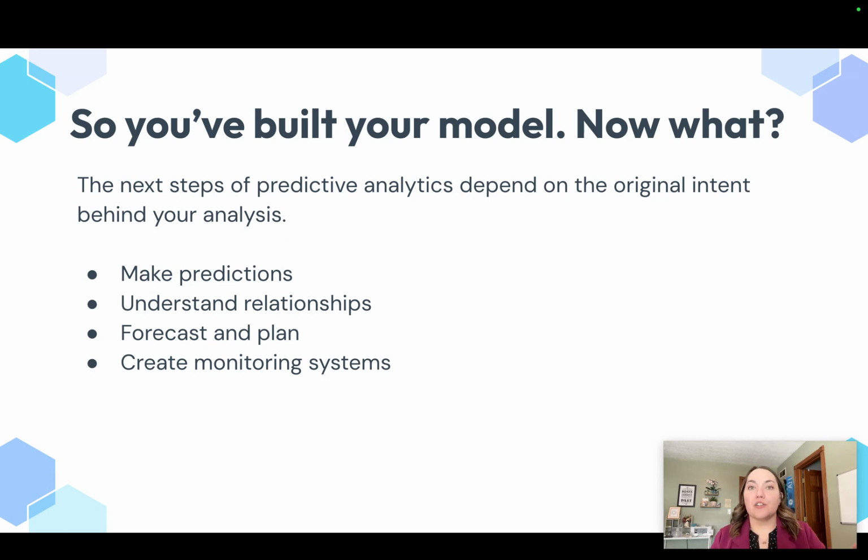So you've built your model, you've gone through, you've figured out this is the one with best accuracy or precision, recall, F1 score. You've gone through all of those, you've figured out this is the best case scenario. But now what? That really depends. Just like a lot of things in data analytics, it completely depends on what you're doing with it. You really need to go back to the original intent behind your analysis. What were you trying to do in the first case? Were you trying to make predictions? Were you trying to understand relationships, forecast, create monitoring systems?